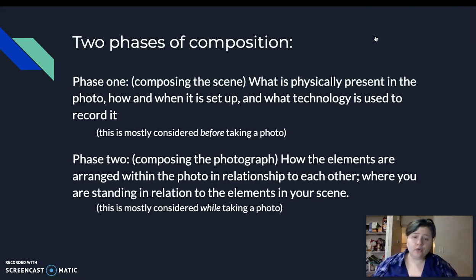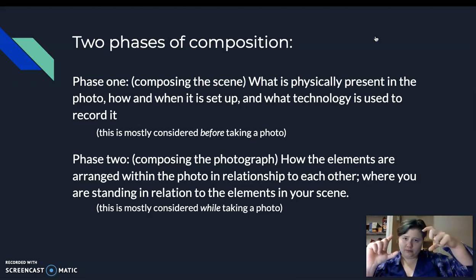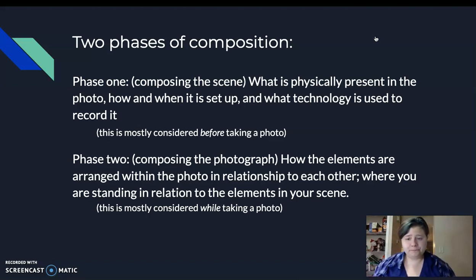There's also phase 2, which is composing the actual photograph, and it's how those elements are arranged within the photo in relationship to each other, and it's where you're standing in relationship to your scene. So this is while you're taking your photos. Maybe not necessarily as you're moving towards it, right? But as you have set up and you're in the time and place with the things you want to be, how exactly are you going to take that picture?